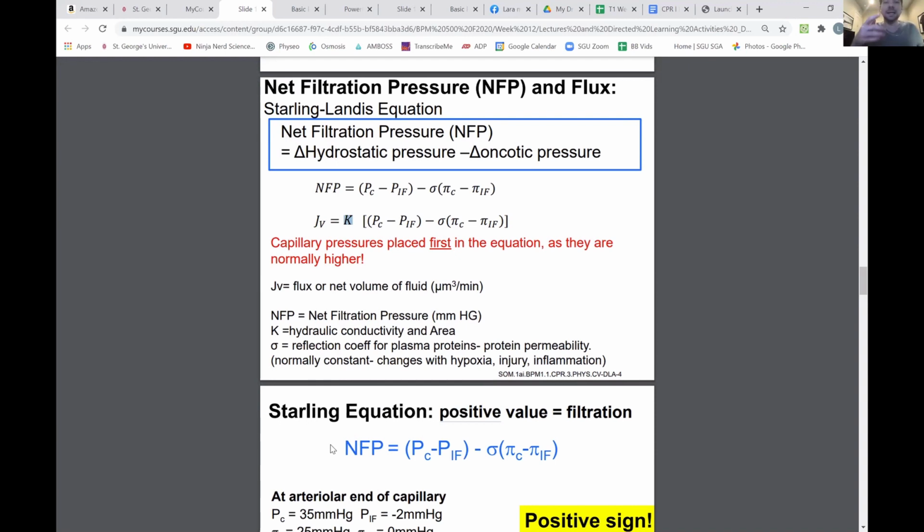So the idea here is you're trying to determine if we're filtering blood out. In the capillary, are we pushing blood out of the capillary or are we pulling it back in? There are two types of pressure. There's a pressure that pushes fluid out, that's hydrostatic, and there's a pressure that pulls it back in. That's called oncotic pressure. And the proteins actually have this pressure. So the proteins have a pulling effect to keep fluid in.